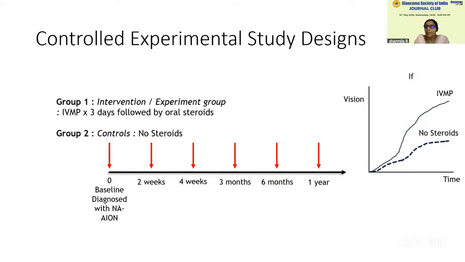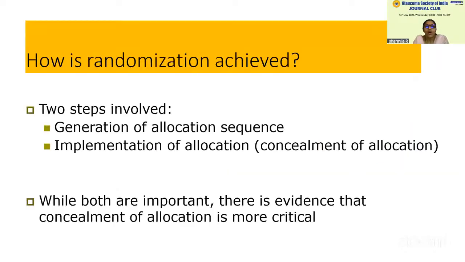And the visual outcomes are measured over a period of time between the intervention group as well as the placebo group, in terms of looking at how the outcomes are improving the vision. How is randomization achieved? Once you know that you're going to go for an RCT, it is very important to give more weightage to how you're going to randomize patients.